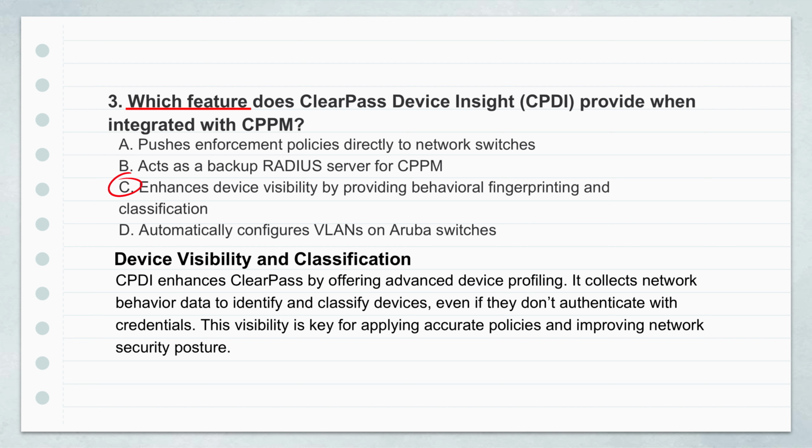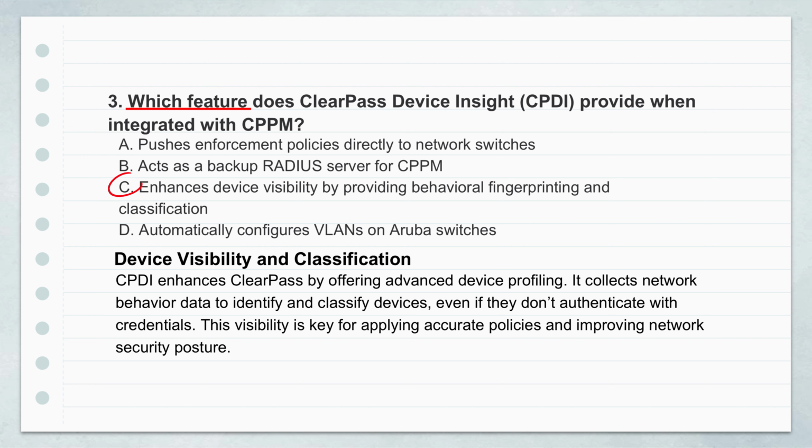Behavioral fingerprinting, that sounds detailed. What does that mean for network devices? It means CPDI isn't just looking at, say, the MAC address, OUI, the vendor identifier, or what the device might claim to be via DHCP. It actively watches how the device communicates on the network. Watches how? Like, what protocols does it use? What servers does it talk to? How often? Is it sending lots of small packets or large chunks of data?